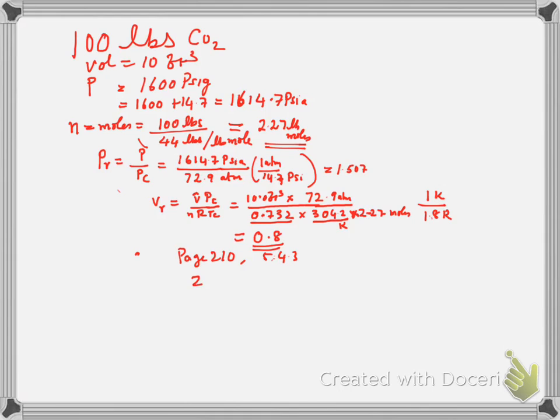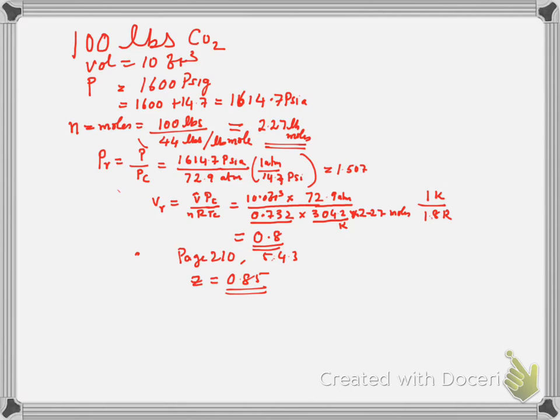So Z, the compressibility factor, at 1.5 and 0.8, slightly less than 0.85, but 0.85, let's say we get that number. Okay, now once we have the Z, now we are trying to calculate here.